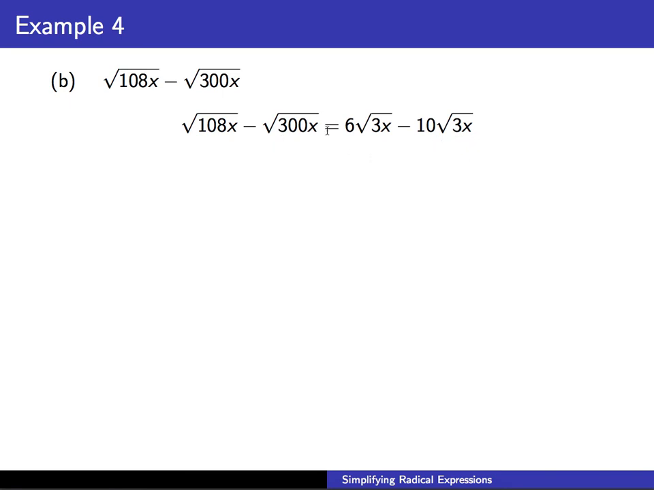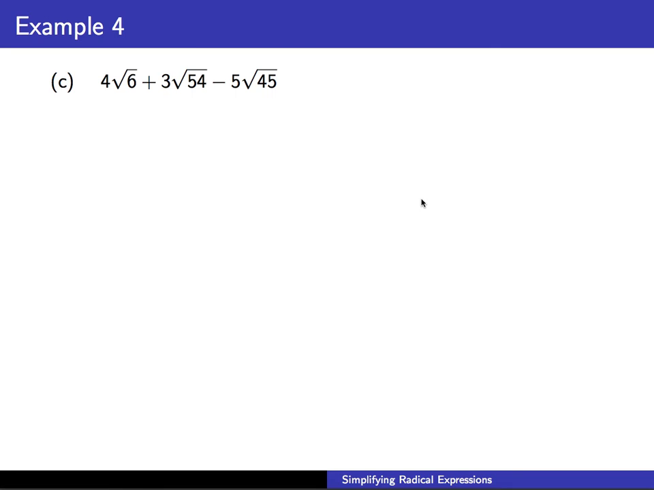So we have 6 times the square root of 3x minus 10 times the square root of 3x. These are like radicands and like roots, so they're essentially like terms. So we can subtract 6 minus 10 gives us negative 4 times square root of 3x. All right, part C, we have 4 times the square root of 6 plus 3 times the square root of 54 plus minus 5 times the square root of 45.